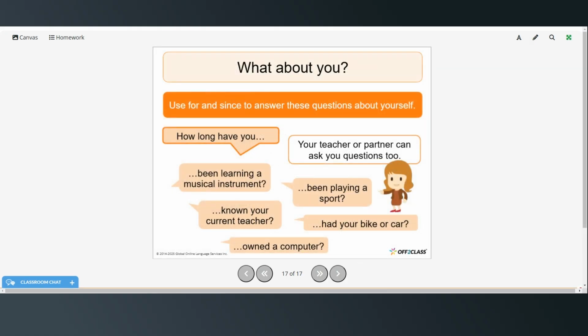Alright, so now use for and since to answer these questions about yourself. How long have you been learning a musical instrument? How long have you been playing a sport? How long have you known your current teacher? How long have you had your bike or car? And how long have you owned a computer?